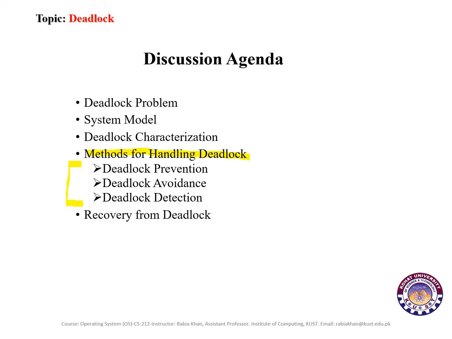We'll be discussing these methods one by one in detail. The first method is deadlock prevention. How we can prevent the deadlock so that it may never appear in the system. So techniques for deadlock prevention will be discussed. The next method for handling deadlock is deadlock avoidance. How we can avoid deadlock.